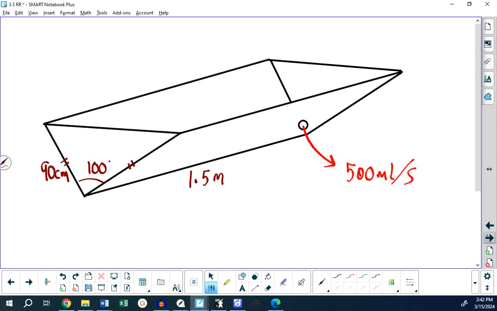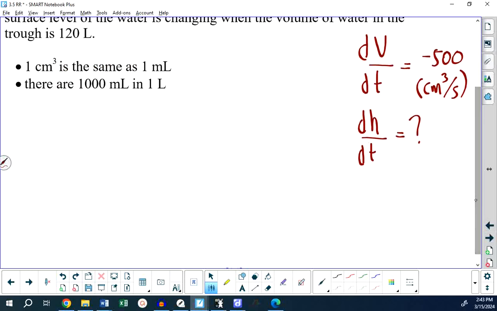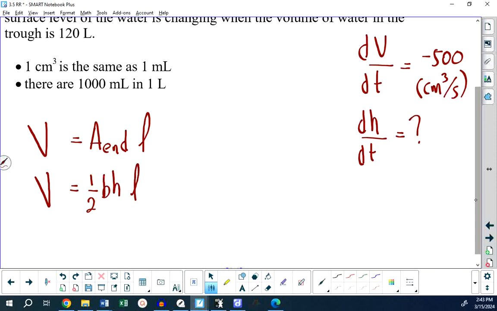Well, there's no real height here, but the area of the end is an isosceles triangle, which is uniform throughout. We can then multiply that by the length. So the volume here will be the area of the end times the length of the trough. And the end of the trough is a triangle, so it's 1/2 the base times the height times the length of the trough. We have a ways to go yet.